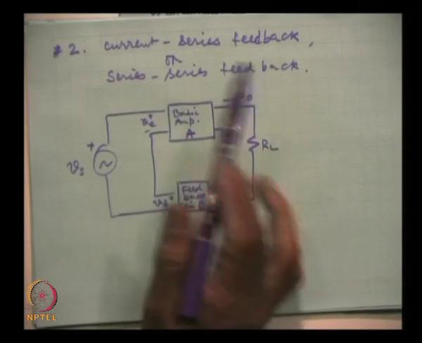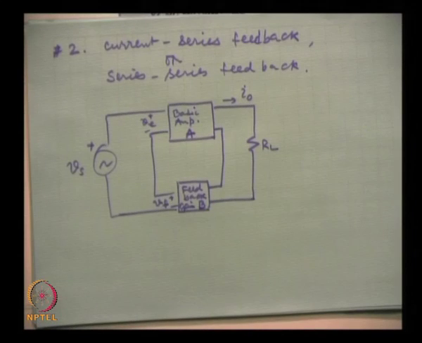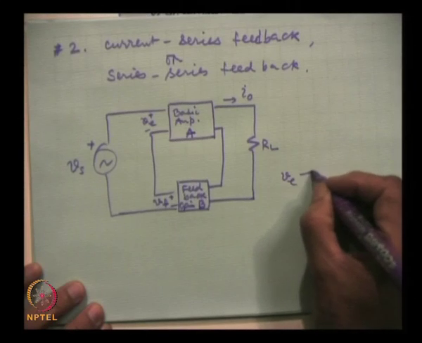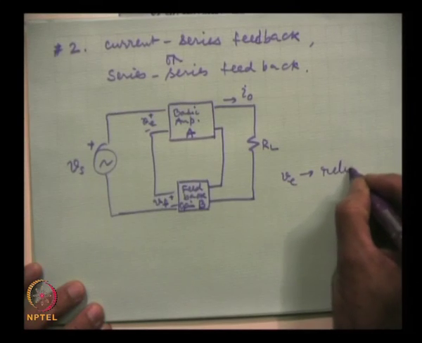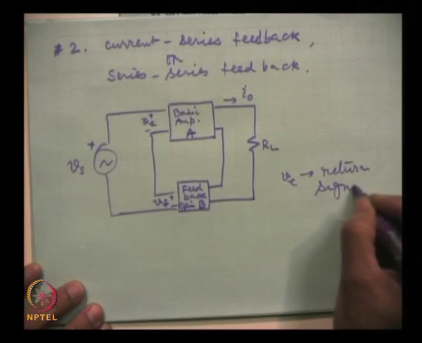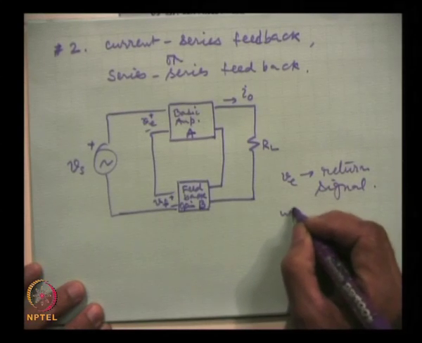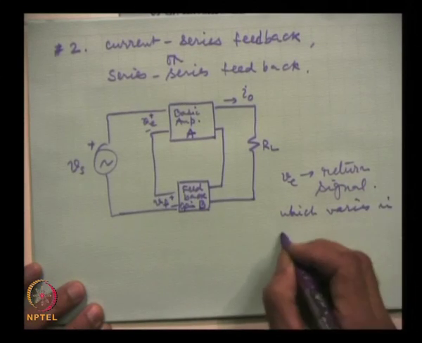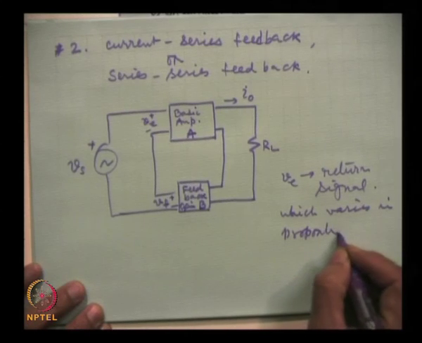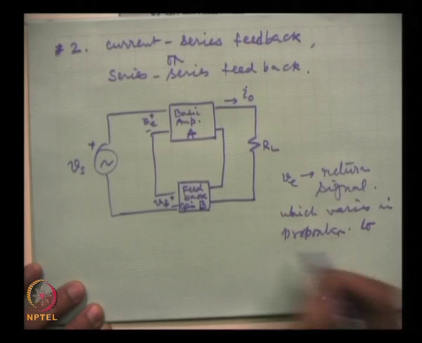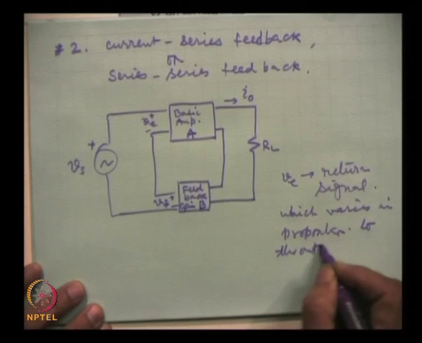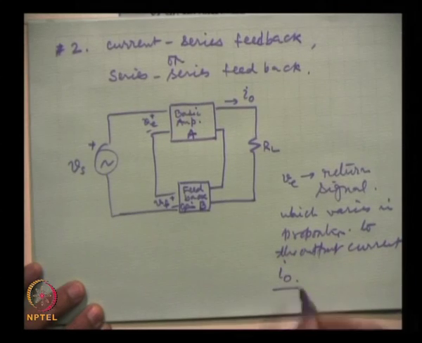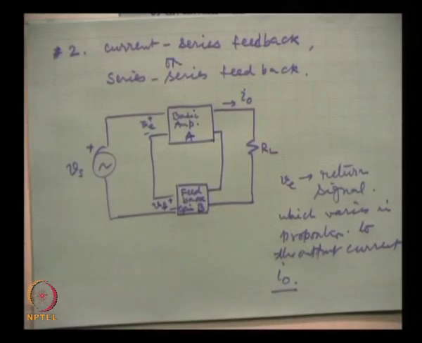This is current series feedback, and one thing to remember is V F is the return signal which varies in proportion to the output current I 0. This is the second type.